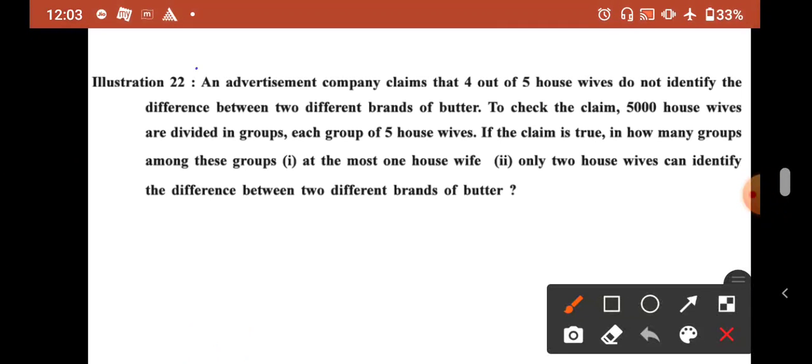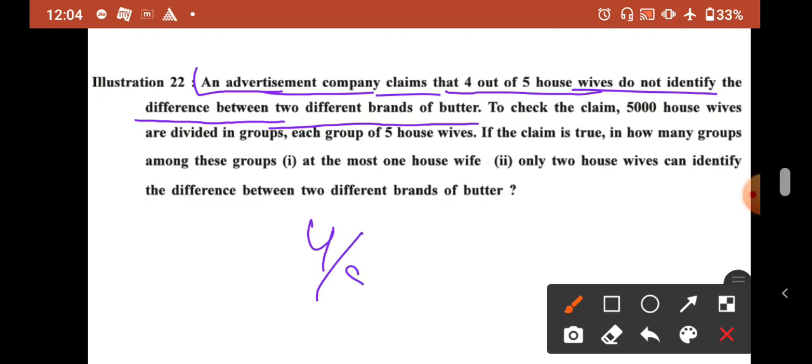Now, an advertisement company claims that 4 out of 5 housewives do not identify the difference between two different brands of butter. So butter is given to the housewife, and they need to differentiate between the two. So 4 out of 5 are not able to identify it. ठीक है, दोनों को एक जैसा ही लगता है, मतलब दोनों ही बटर सेम टेस्ट कर रहे हैं. So this is 4 by 5 do not identify, means 1 by 5 will identify.